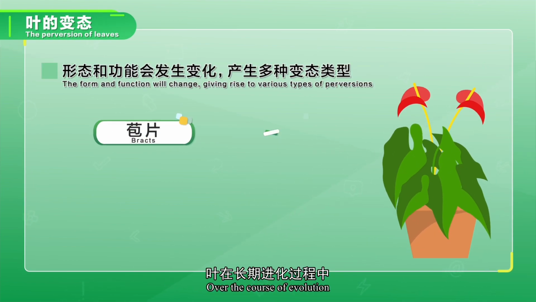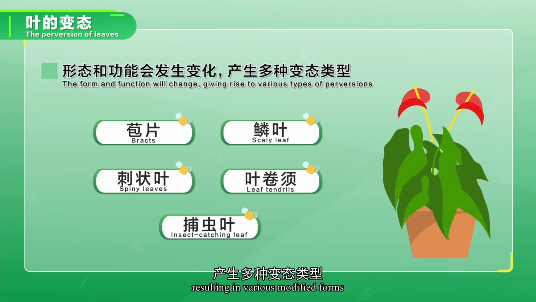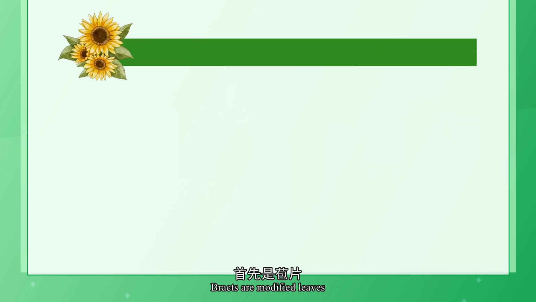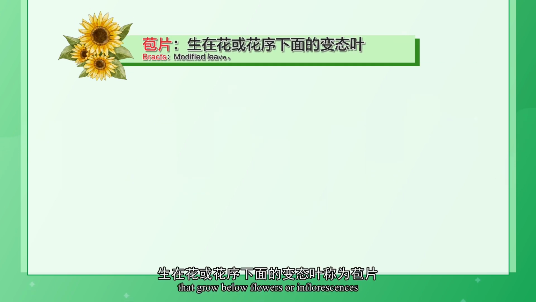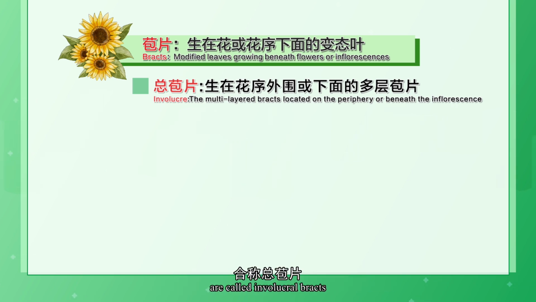Next, let's explore leaf modifications. Over the course of evolution, leaves have undergone changes in shape and function, resulting in various modified forms. Bracts are modified leaves that grow below flowers or inflorescences. The multiple layers of bracts surrounding an inflorescence are called involucral bracts.